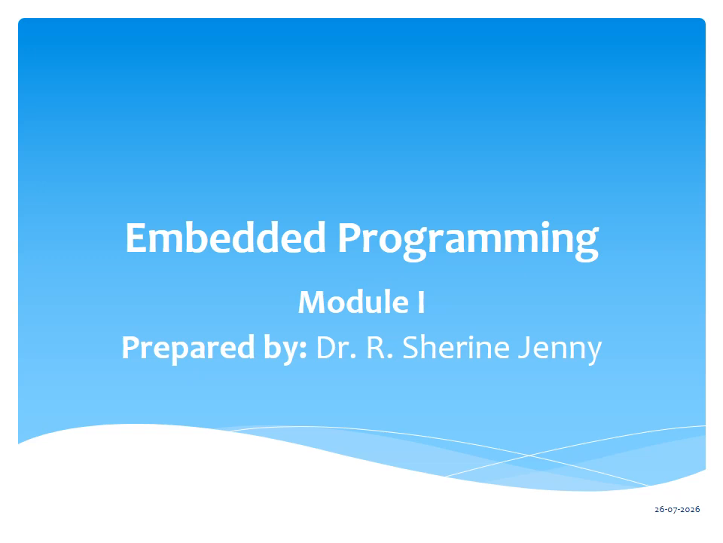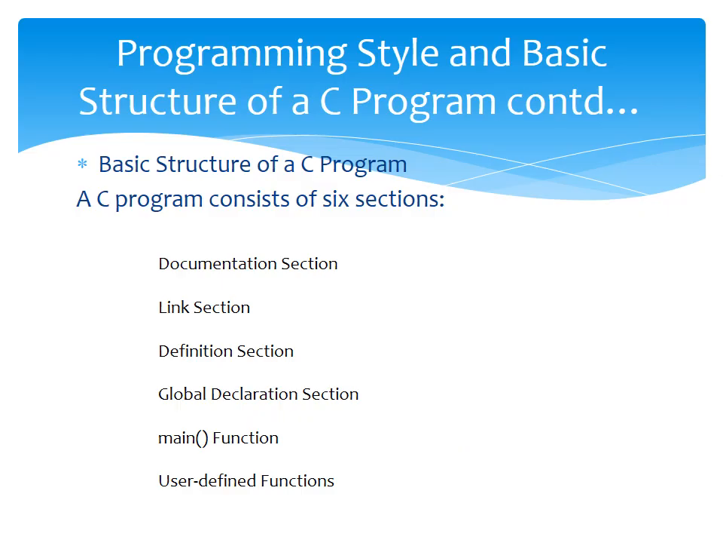Greetings. Under the embedded programming module, in continuation with the earlier class on programming style and the basic structure of a C program, we'll look into the last two parts of the basic structure of a C program. As we know, a C program consists of 6 sections: the documentation, link section, definition section, global declaration, main function, and user defined function.